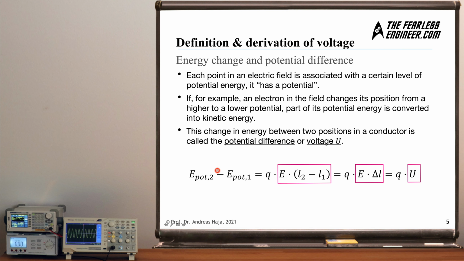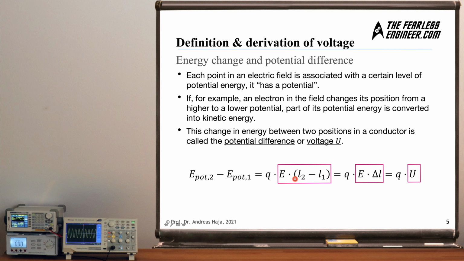So we have the potential energy of a charge carrier at a position 2. We have another position 1. And also at this position, we have a different potential energy. And if we subtract the two, what we get is this expression here. So if you recall the expression for the potential energy from the previous slide, Q times E times L, we can simply say that if we have a charge Q inside a field E and we move it from position 1 to position 2, this is what we get as a resulting equation.